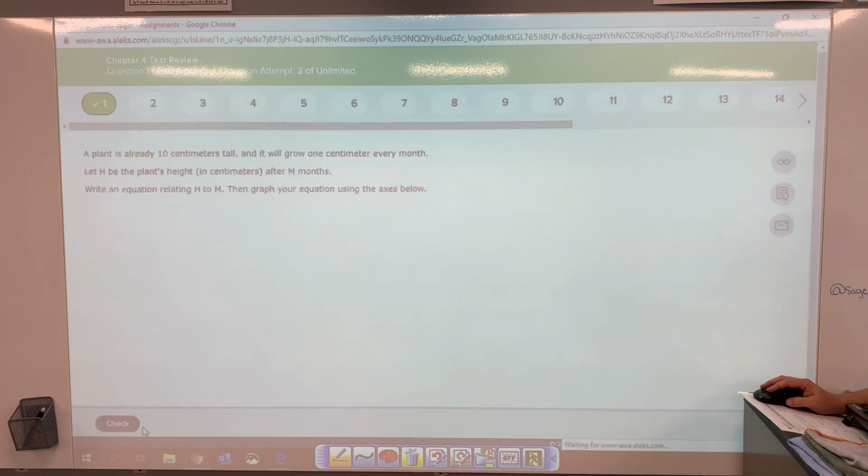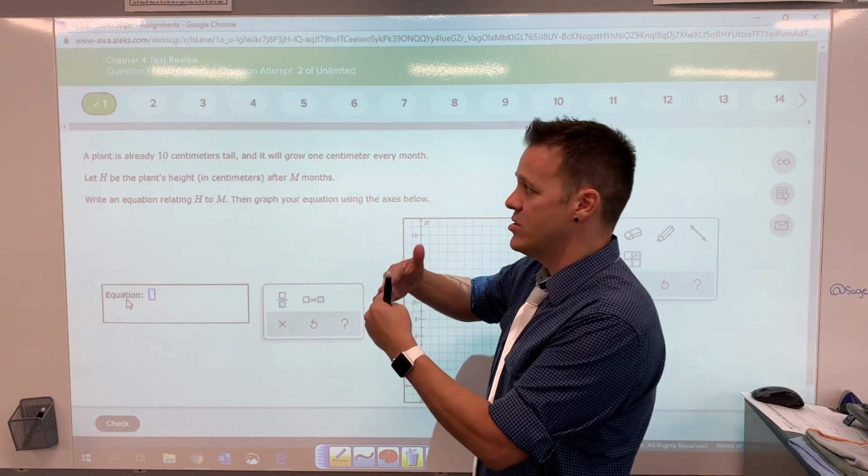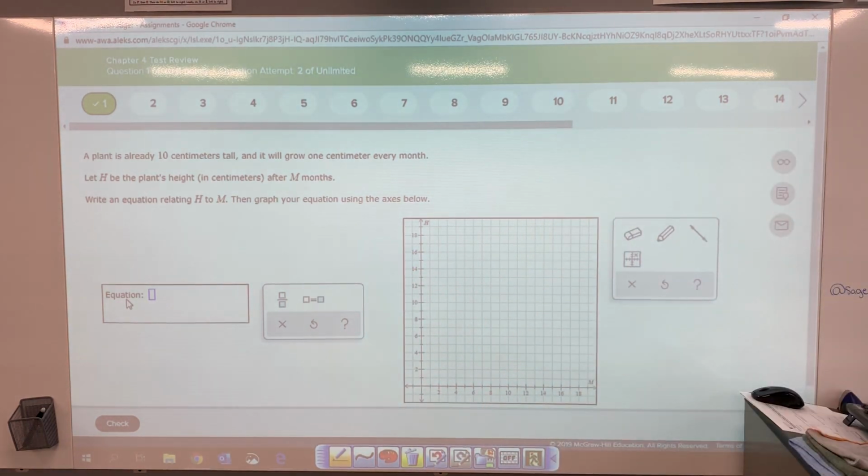Another example would be, here's something different, okay? Where a plant is already at 10 centimeters tall. If we know that, we know our equation is going to start with the letter H. So it's H equals, because it says H to M. If it's already 10 and it grows 1 centimeter a month, it's going to be a plus, because "and" is always a plus. And then 1 centimeter a month would be 1M, or just the letter M.